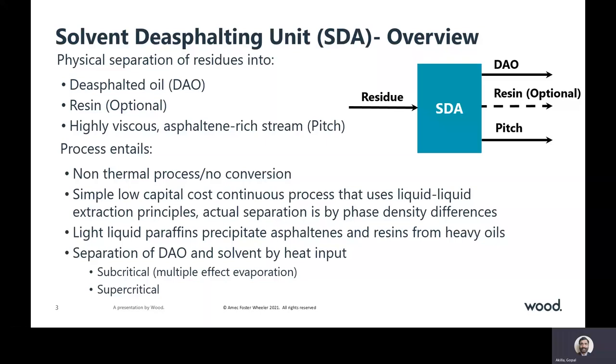Now, solvent deasphalting unit overview. Three products can be separated from the residue by mixing a paraffinic solvent in a 6 to 8 volumes ratio. The impurities in the products decrease in the DAO while they increase in the asphalt product. The viscosity is lower in the DAO product, whereas pitch is a highly viscous product. Bulk of the solvent is separated from the DAO product using supercritical conditions, while residual solvent in the product streams is evaporated, condensed, and recovered under low pressure, high temperature. In the past, subcritical conditions were used in the solvent recovery with a multiple effect operation system, which is a very energy intensive process.